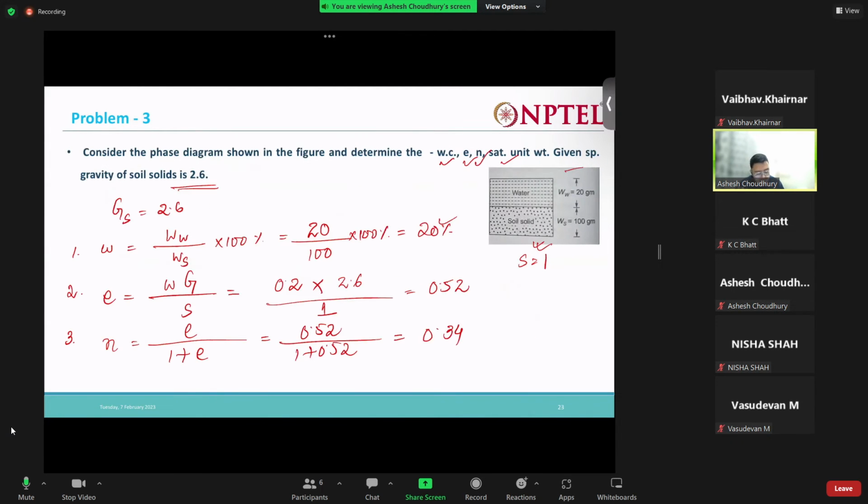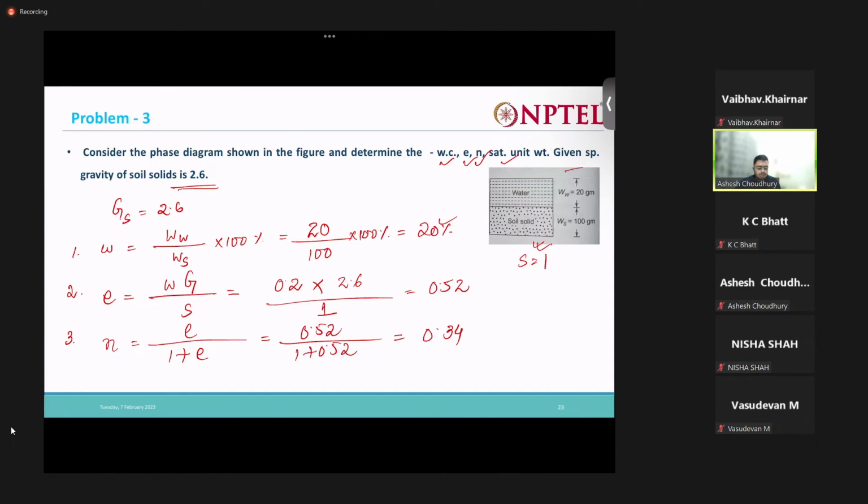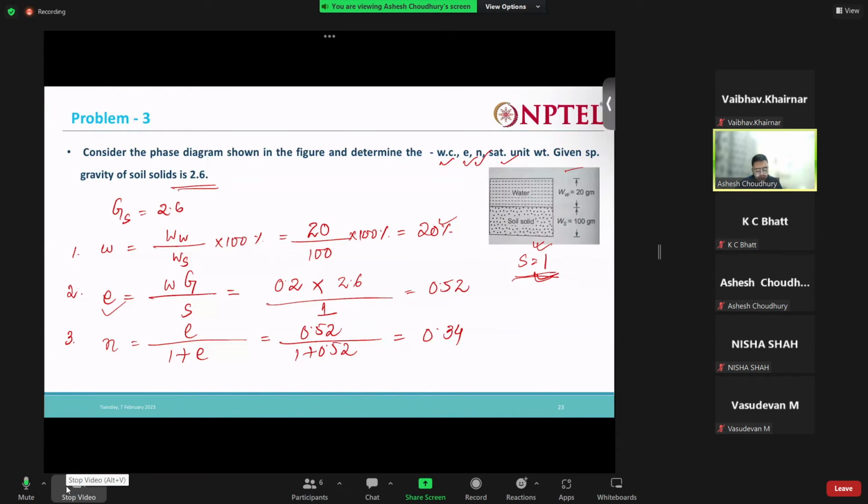Everything was given to us, the phase diagram was given to us. We just had to determine these parameters with the help of this phase diagram. The first thing, after we looked into the phase diagram, we saw that there is no air. There is only water and soil solid. So the first thing that should come to our mind is that the soil is completely saturated. So our saturation is 100%, which is equal to 1. This is one very important fact that we used to determine the value of our void ratio, and then subsequently determine the saturated unit weight of that soil. Now let us look into the next question.